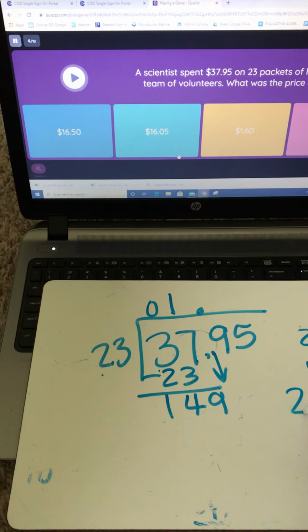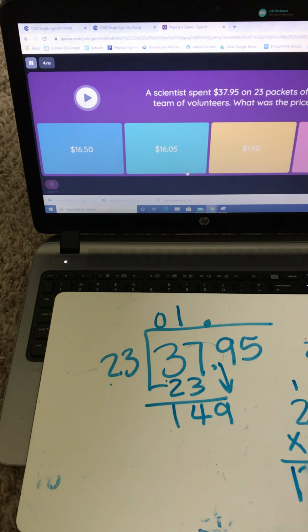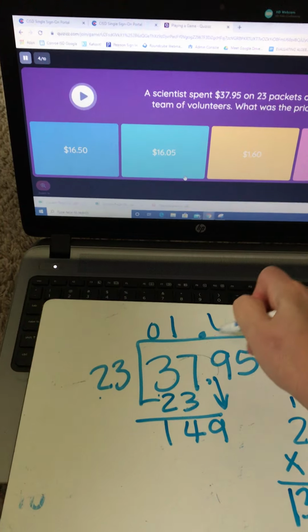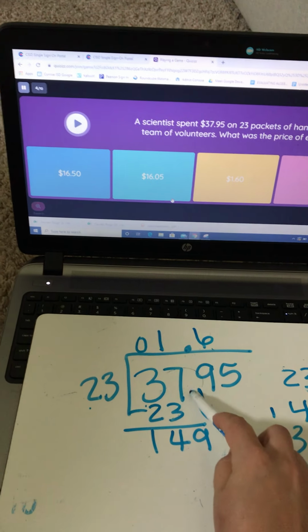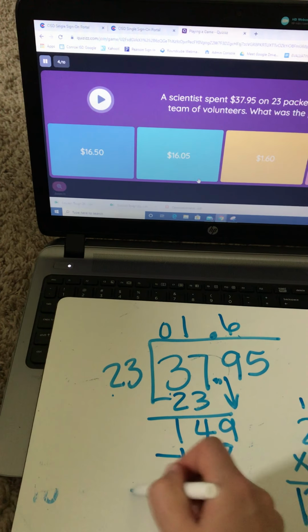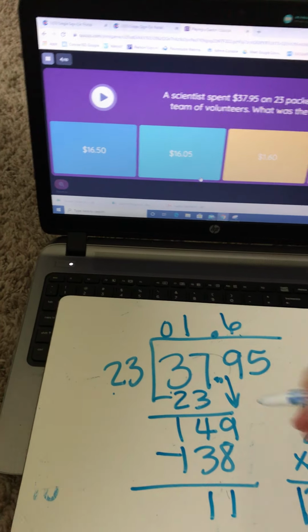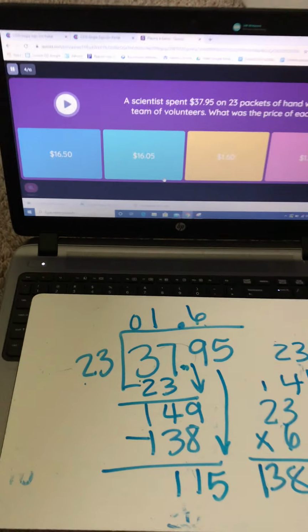I'm going to estimate about 6. I'm going to try 6. 6 times 3 is 18. 6 times 2 is 12 plus 1 more is 13. That's as close as I can get. I'm going to put it on the other side of my decimal since I brought down the 9 on the other side of my decimal. Subtract 138. 9 minus 8 is 1. 4 minus 3 is 1. Now I can bring down my 5.